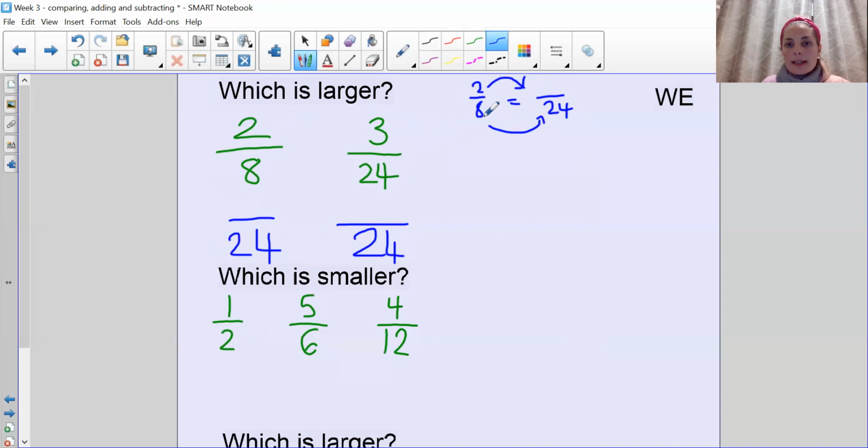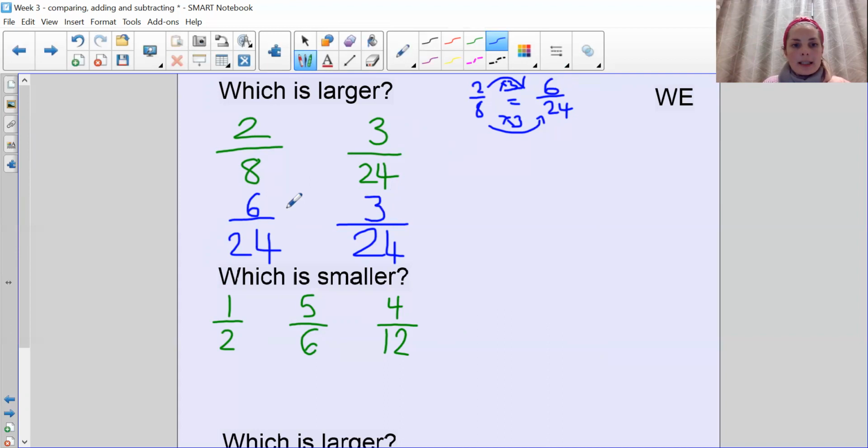I look at the bottom, I say 8, 16, 24. So I need to times by 3. I pause and I check. Is 8 times 3 24? Yes, it is. So I times the top number. 2 times 3 is going to be 6. And then I put the 6 there. I did nothing to 24 to get 24. So I do nothing to the 3.